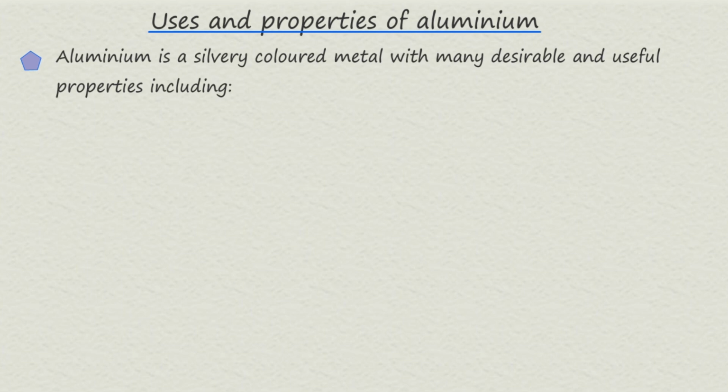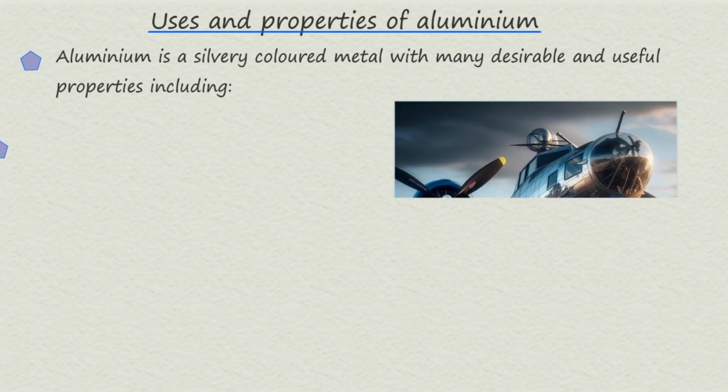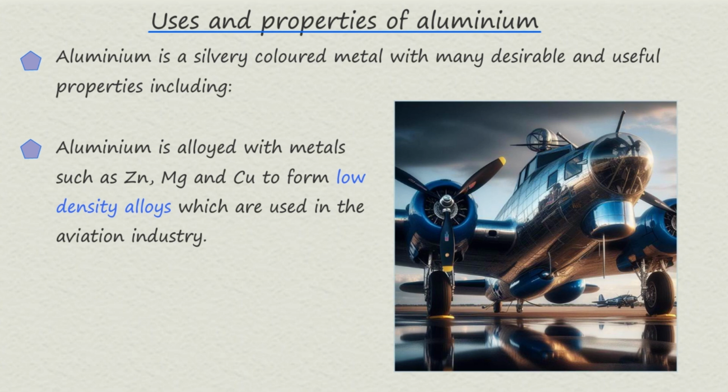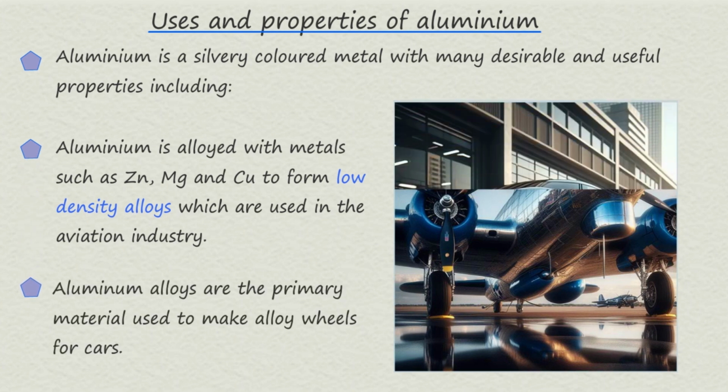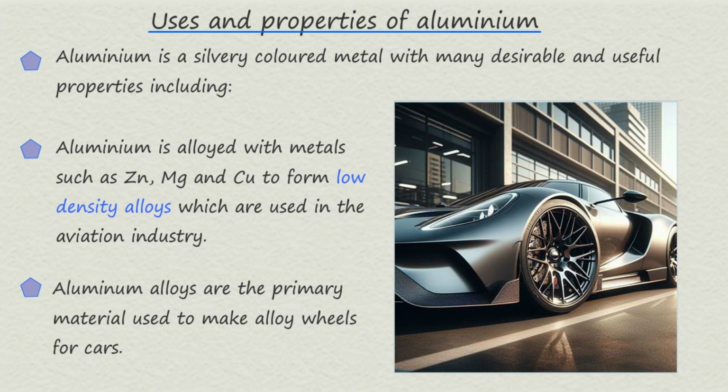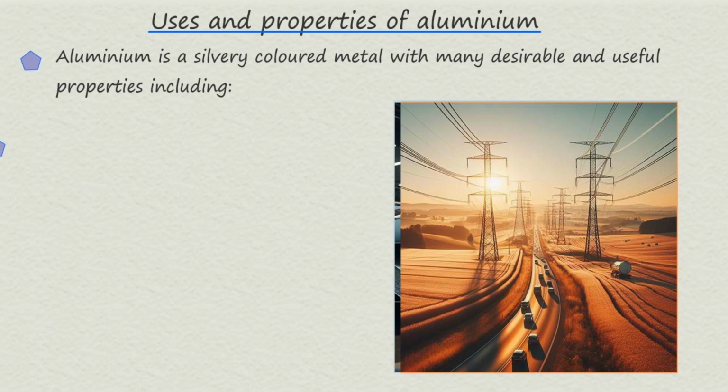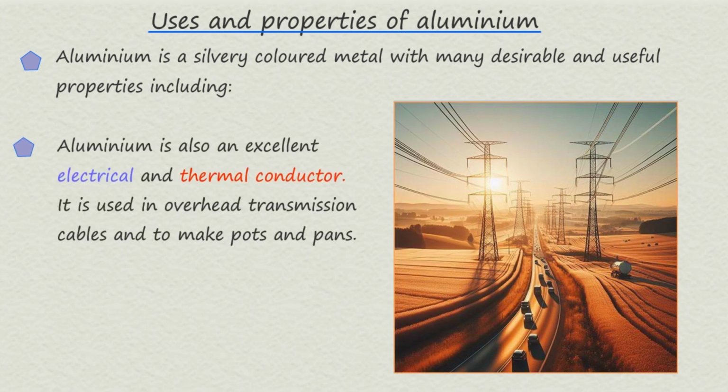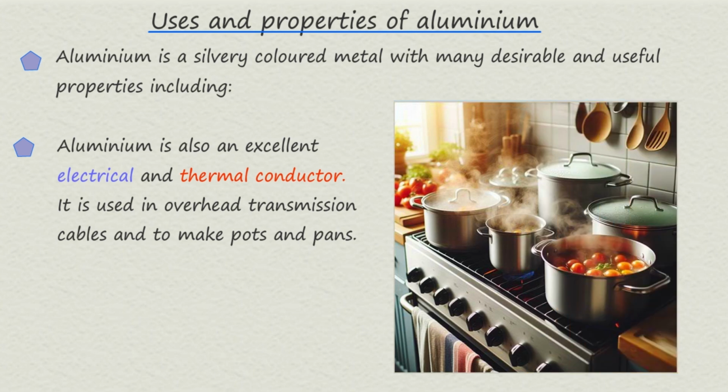Aluminium is a shiny silvery coloured metal with many desirable properties, including a low density, where it is commonly used in the aviation and car industries to make parts and body panels. Aluminium is also an excellent electrical and thermal conductor. Now, this property is taken advantage of when aluminium is used to make power cables and pots and pans and other cooking utensils at home.